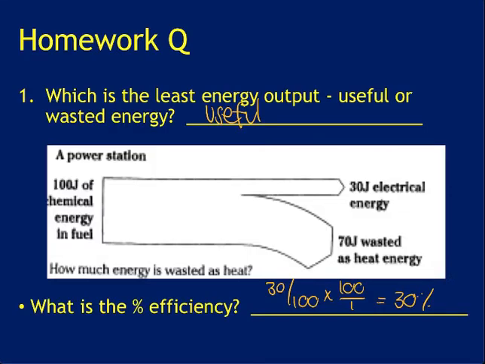Folks, so last lesson before Easter, we're going to just go through the homework very quickly, so go down through it with me as we do it. For question 1, which was the least energy output, useful or wasted? You can see by the size of the arrows, without even looking at the numbers and comparing them to the input, it was the useful energy was the least energy output. The percentage efficiency was the 30 divided by the 100, which gave us 30%, so this power station not very energy efficient.